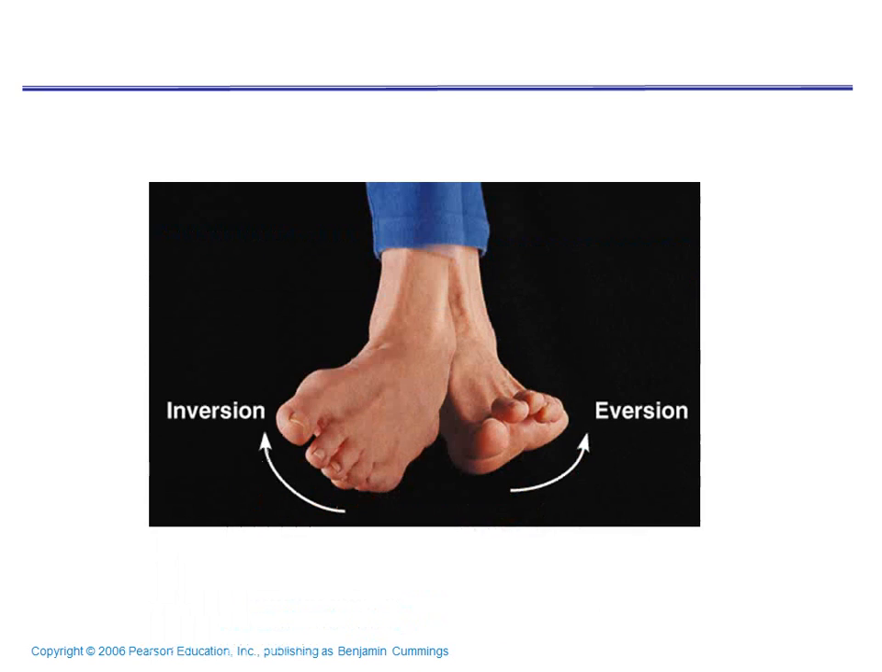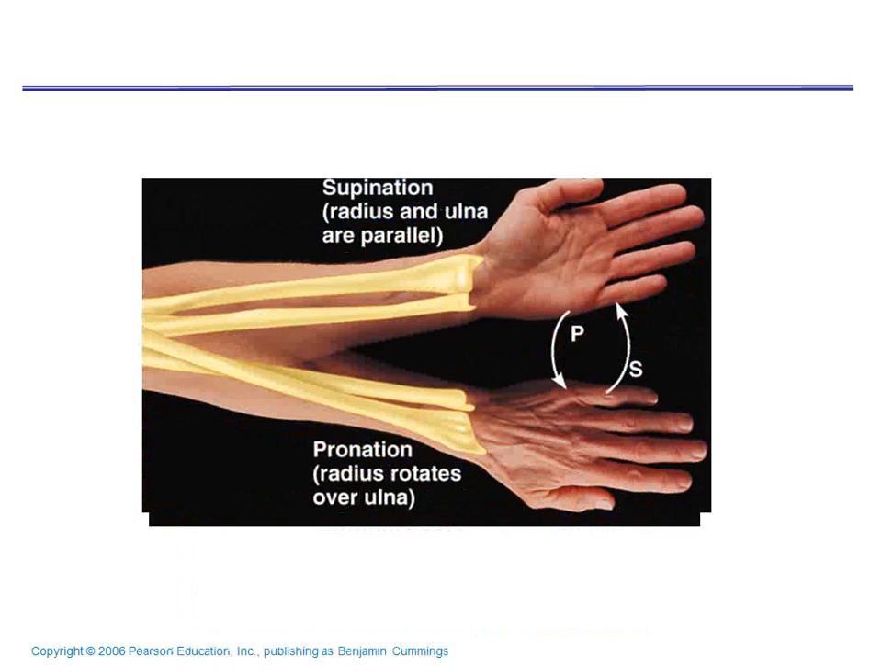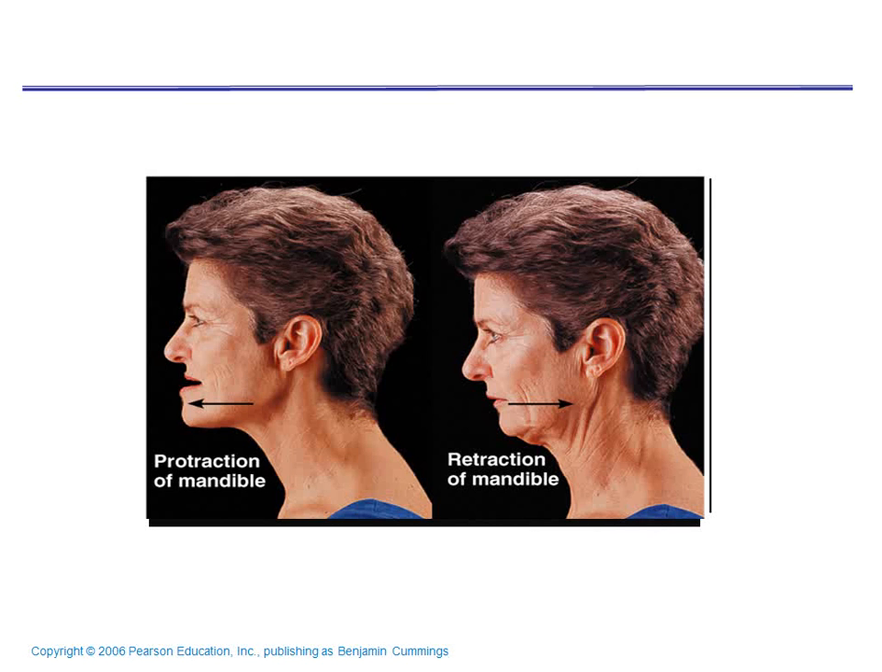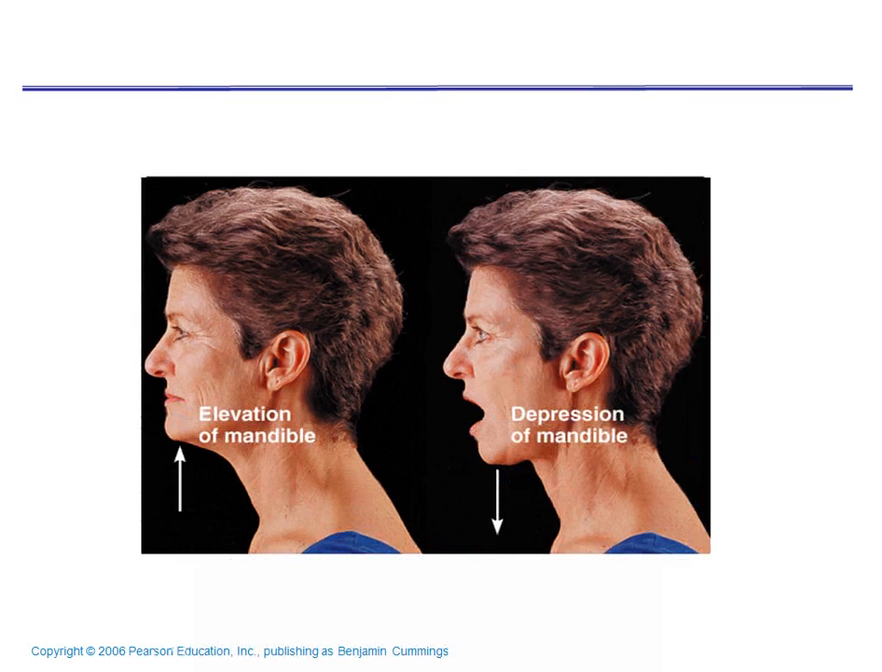Then we moved on to special movements. These are ones that don't fall into other categories. They are their own thing. For example, inversion and eversion of the foot. Supination and pronation of the forearm. Remember, hold a cup of soup, pour it out. Protraction and retraction of the mandible. Elevation and depression of the mandible.